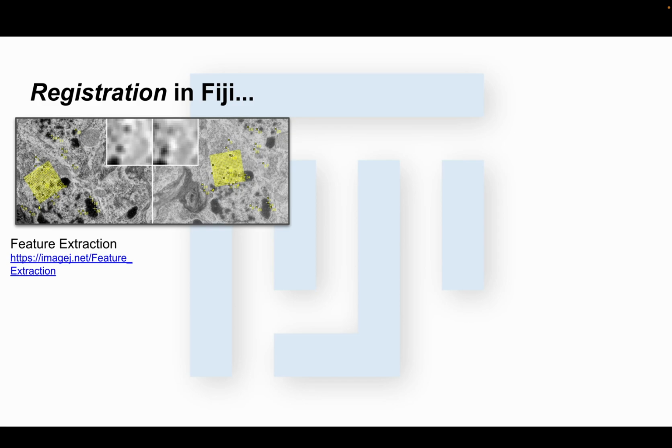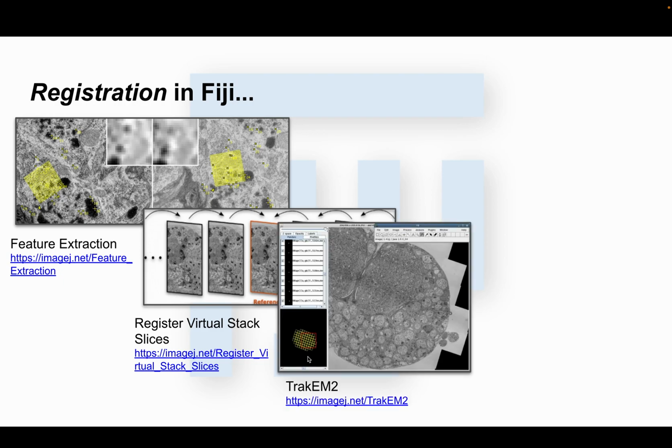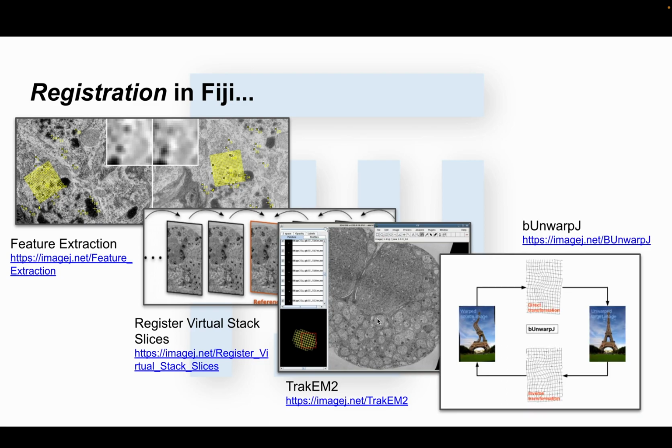So here are some plugins available for this method. Feature extraction is one tool that uses points of interest that are automatically detected and then used for registering one image onto another. Register Virtual Stack Slices registers a stack of images using one as a reference. You select which one is a reference, and then through the whole stack, it lines things up. TrackEM2 does a whole host of things, including stitching and registration, and it uses feature extraction and global optimization algorithms to do the registration. And then BUnwarpJ does image registration based on elastic deformations.